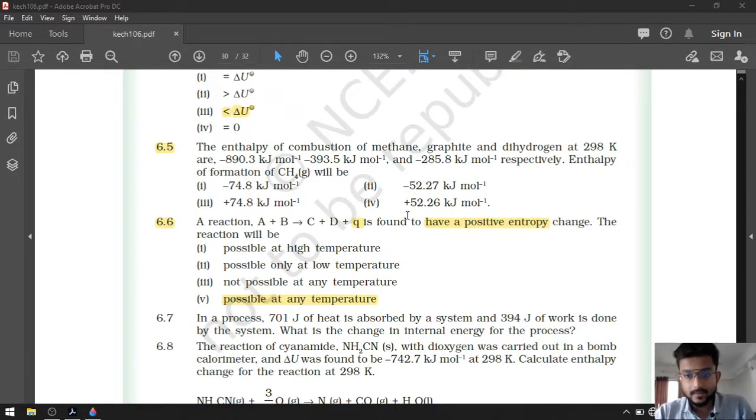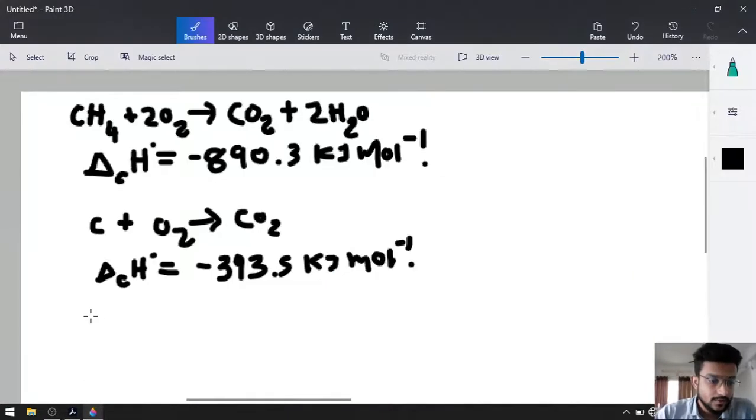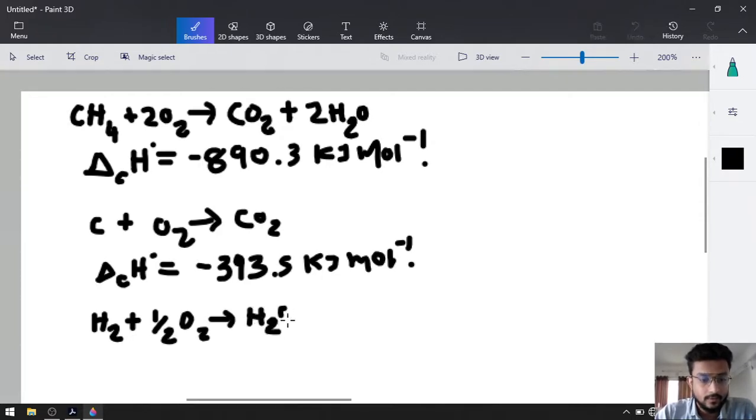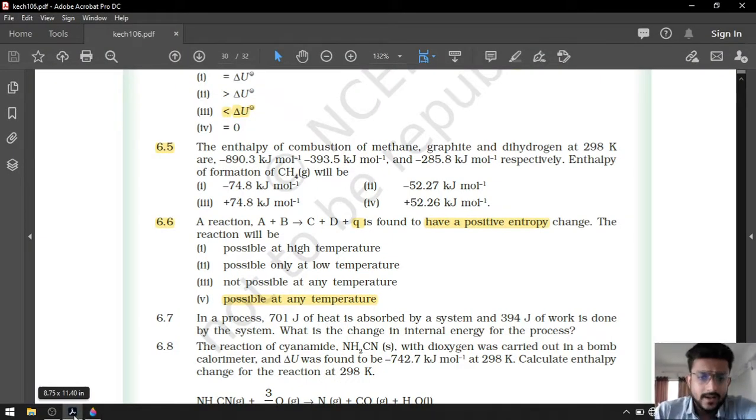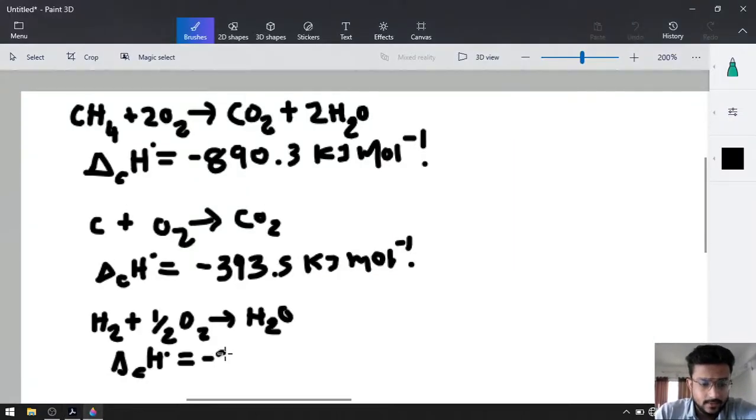After that, combustion of dihydrogen. So H2 plus 1/2 O2 will burn and give us H2O. For this reaction, combustion enthalpy is equal to minus 285.8 kilojoule per mole. So this three information has been given in your MCQ 6.5.